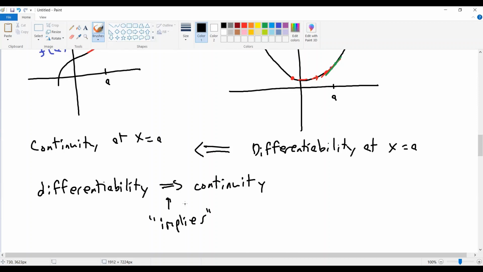Continuity does not imply differentiability. So you can't go the other way around. The other statement doesn't work. You can't say that something continuous is going to be differentiable. But if you have shown that something is differentiable, or if you're told that something is differentiable at a point, then it's implied that it's also continuous at that point. So there is a relationship between those two things, but it's a one-way street and a one-way street only. Don't get the direction confused. Make sure that it's always differentiability implying continuity and not the other way around.